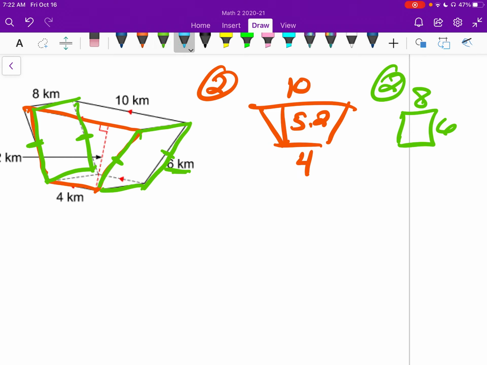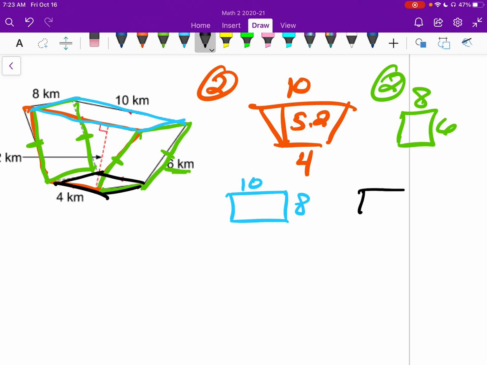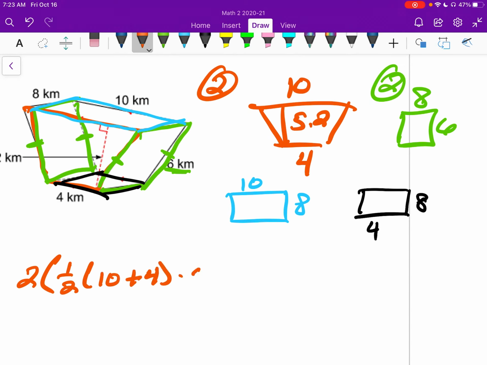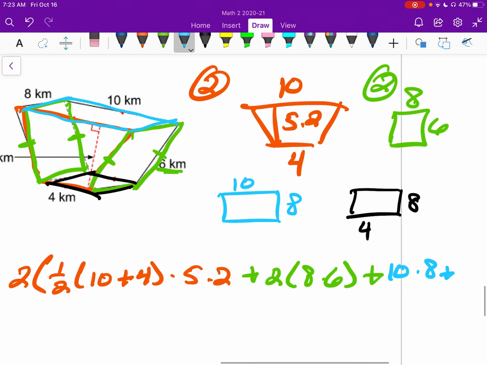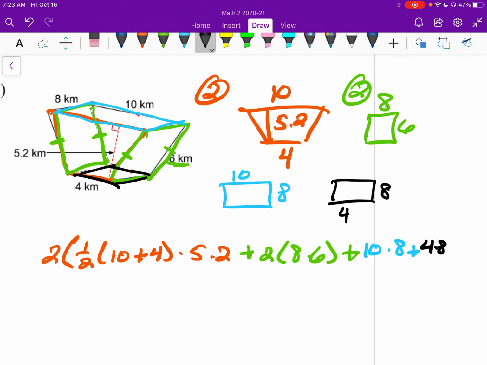All right, now I want to do the top shape, the top rectangle. This is a 10 by 8, and the bottom one, which is a 4 by 8. All right, so to write things in, I have two trapezoids, 1/2 times 10 plus 4 times 5.2, plus 2 times 8 times 6, plus 10 times 8, plus 4 times 8. It's supposed to be a times there.